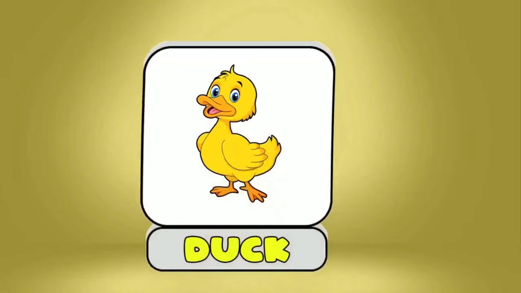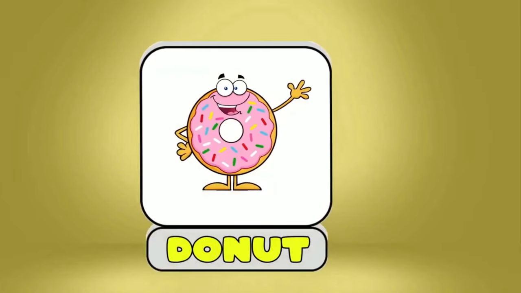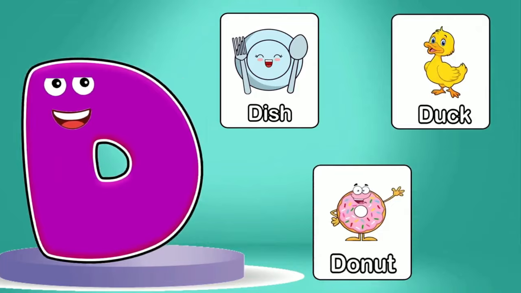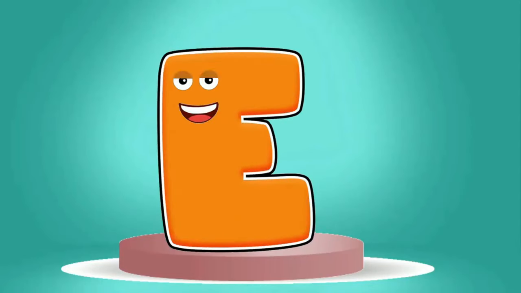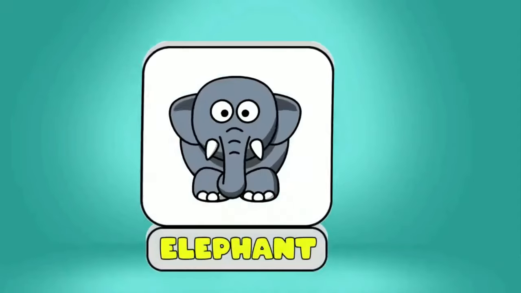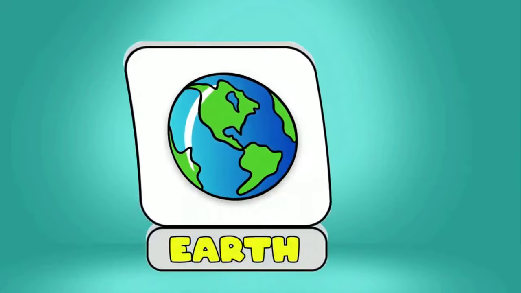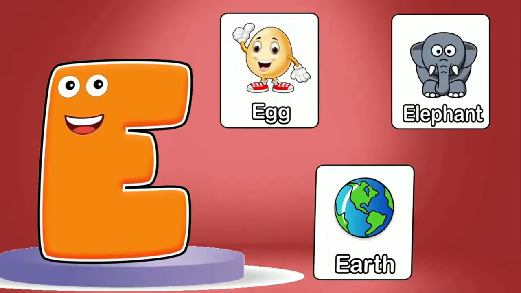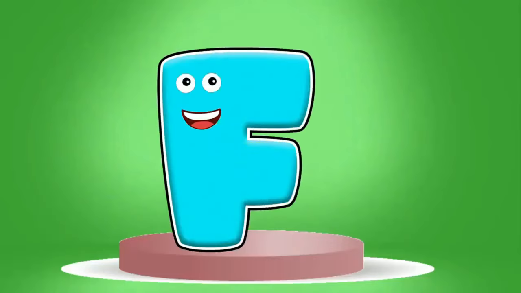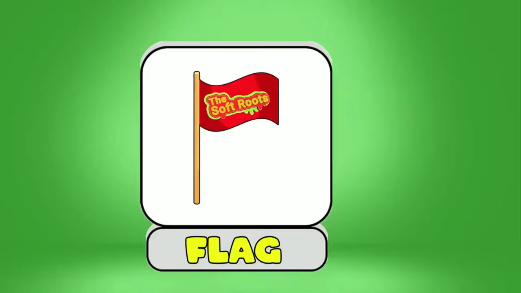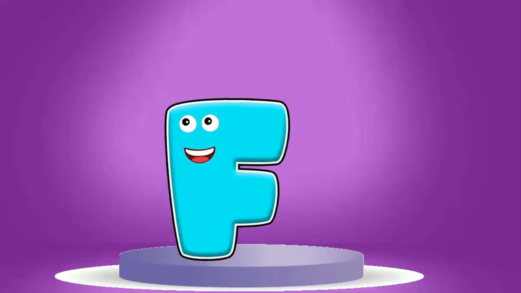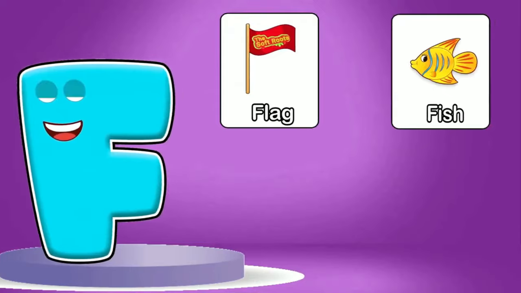This is D. D is for dish, duck, donut. D. Dish, duck, donut. This is E. E is for egg, elephant, earth. E. Egg, elephant, earth. This is F. F is for flag, fish, fan. F. Flag, fish, fan.